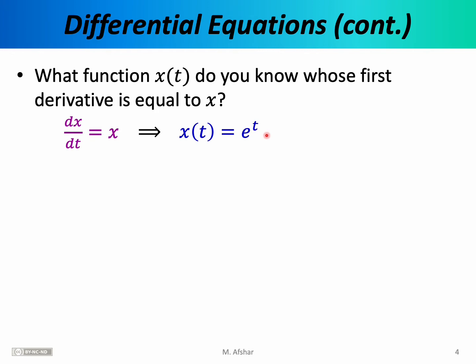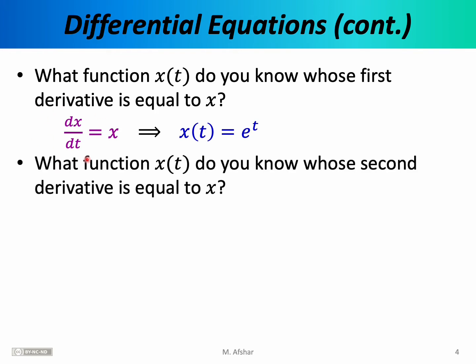Now, all the examples that I've shown you so far are first-order differential equations. They're first-order differential equations because they involve the first derivative of the unknown function. Here's an example of a second-order differential equation. What function do you know whose second derivative is equal to x? So I can write that in the form of this differential equation. d squared x over dt squared, with these 2's here indicating a second derivative of x with respect to t, must equal the function itself, x.